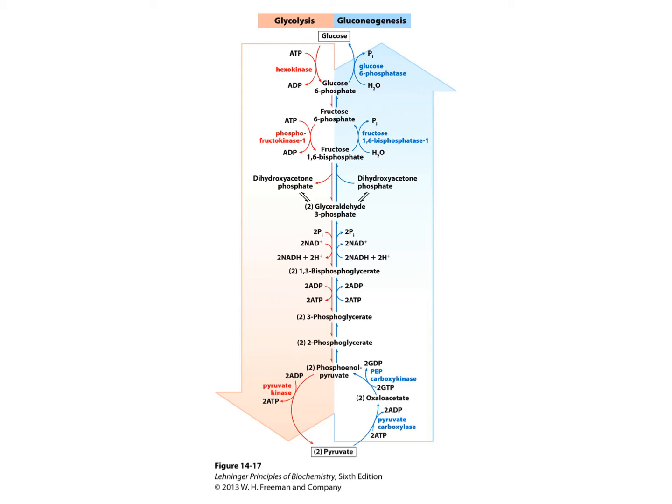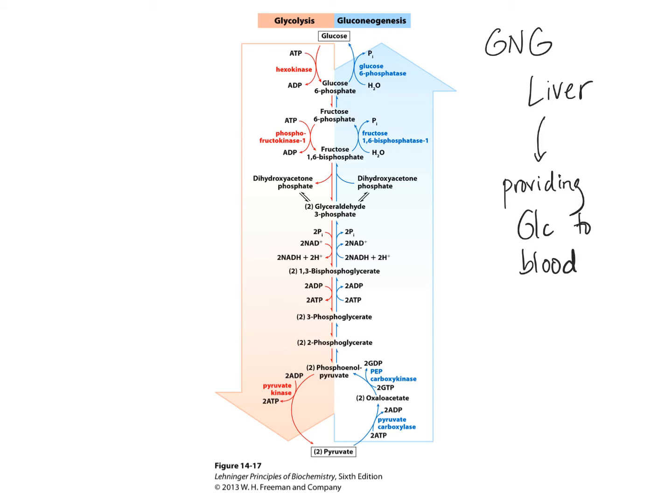So one thing to keep in mind is that gluconeogenesis only happens in a couple of places in our body. Primarily, we're talking about the liver doing gluconeogenesis. Most places in your body can't do gluconeogenesis. So when your liver is tasked with the job of providing glucose to the blood, and your glycogen stores are very low, your liver will start doing gluconeogenesis to get that glucose to the blood.